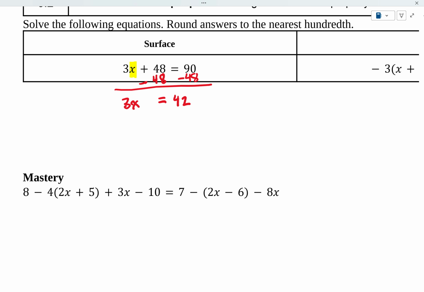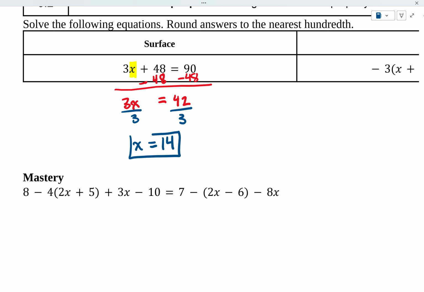Now we see 3 is being multiplied with x, so the opposite of multiplying is dividing by 3 and divide by 3. So once we're done with x, we're going to have x all by itself now, and then once we finish 42 divided by 3, we are done, and I think that's 14.